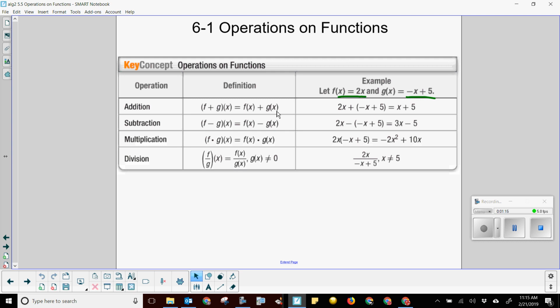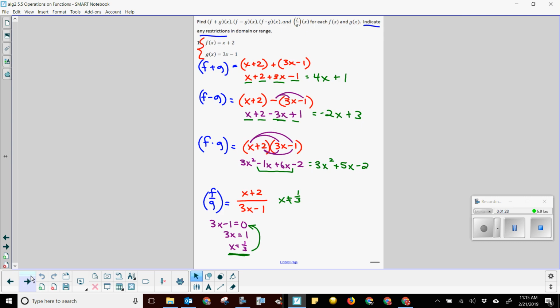So f plus g, f minus g, f times g is just distributing, and f divided by g. Oh, look, x cannot be 5 because negative 5 plus 5 would be 0. So here's the first one. F of x is x plus 2, g of x is 3x minus 1.